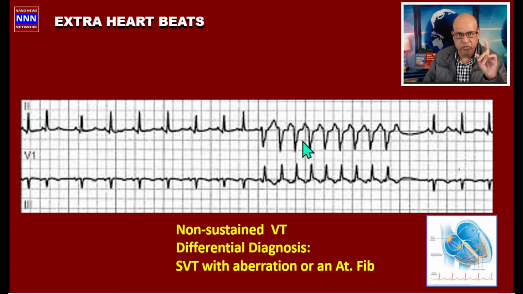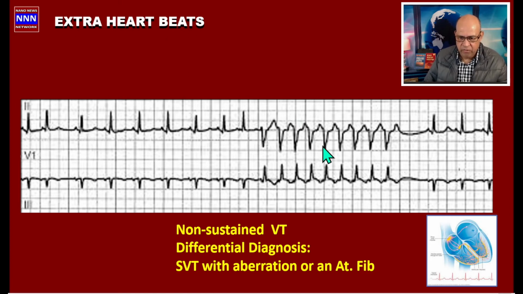If it happens to only one beat, it is called Ashman's phenomenon. You usually see that when you have a long cycle followed by a short cycle that leads to an increased refractory period in the bundle branch, which leads to Ashman's phenomenon or a bundle branch block pattern, which is most often a right bundle branch block pattern.